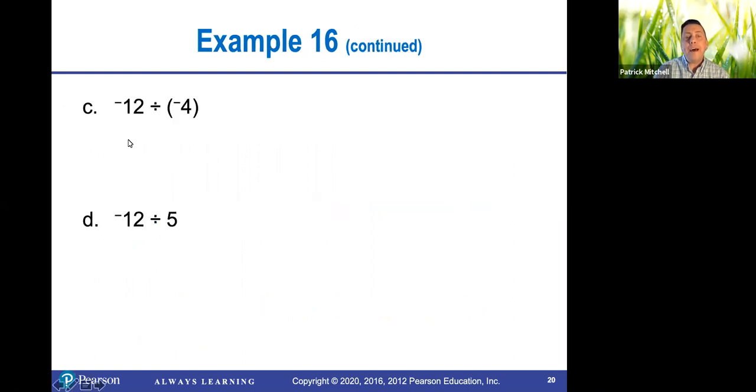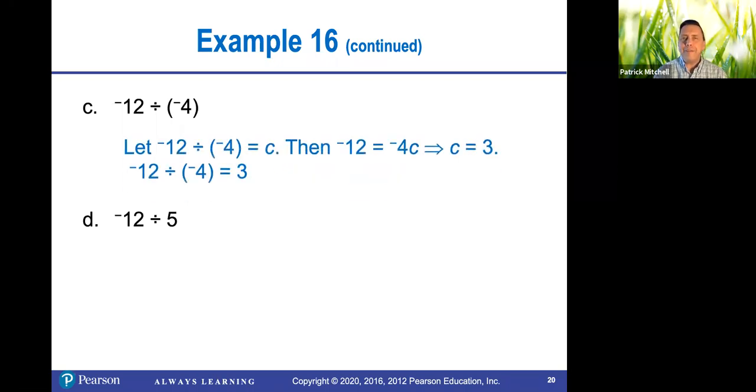All right, then we have negative 12 divided by negative 4. Looking for a mystery number C that makes negative 4C equal negative 12. And this time we know the number 3 does that. Negative 4 times 3 is negative 12. Therefore, negative 12 divided by negative 4 is 3.